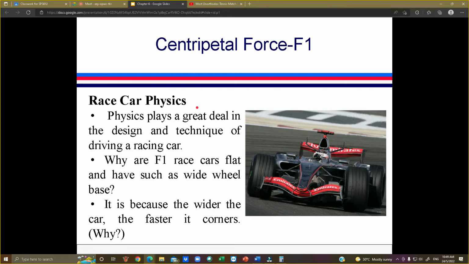Contoh dia lah. Okay, physics plays a great deal in the design and technique of driving a racing car. Why is a Formula One race car flat and has such a wide wheelbase? Wide wheelbase. Okay, it is because the wider the car, the faster it corners. Ni contoh. Jadi bila dia corner macam ni, centripetal force dia ke mana? Ni Mamat ni tengah ambil corner left hand side. So centripetal dia ke arah left ke arah right. And what happen if there are no centripetal force?